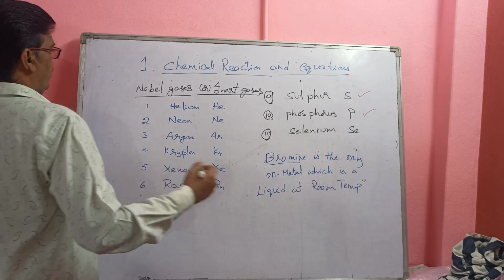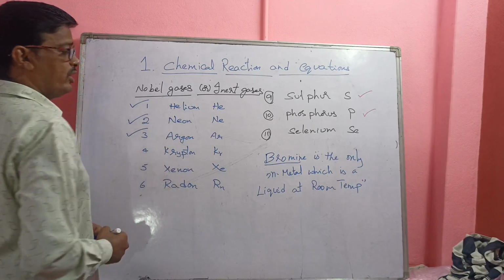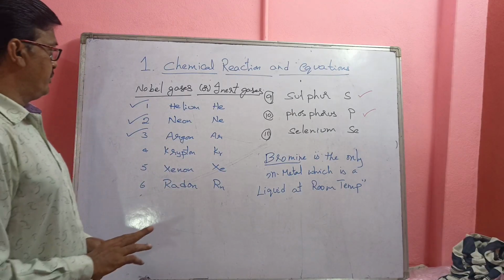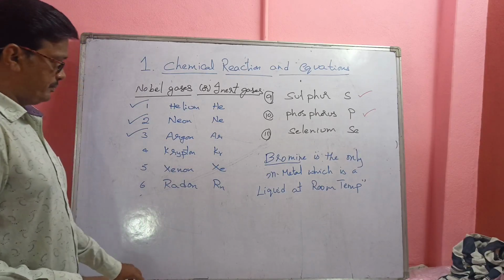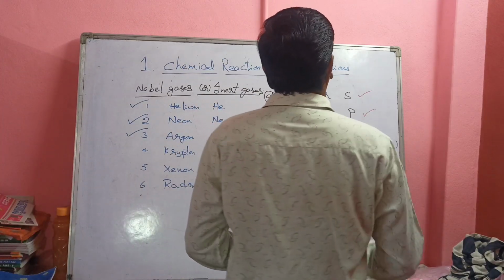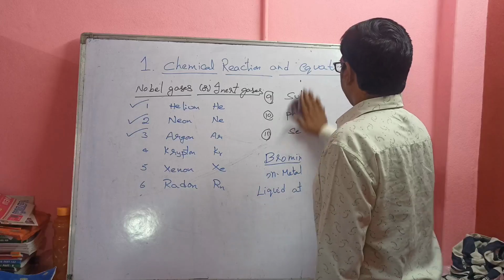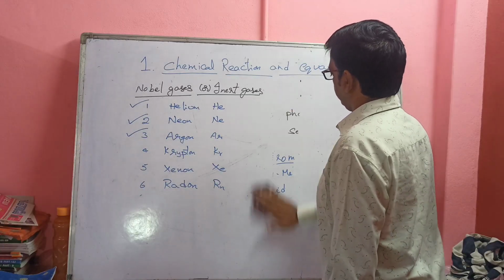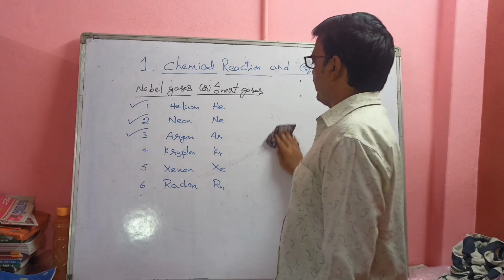Okay, so among the 6, we will discuss 3 noble gases: helium, neon, and argon. Everyone understand? Okay, make a note of this.